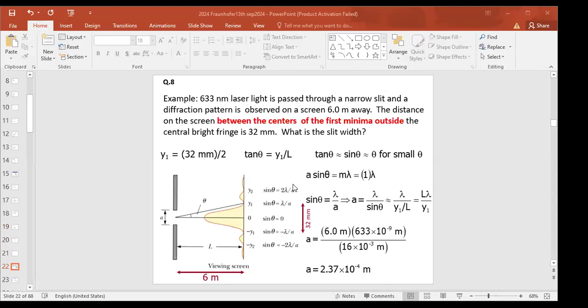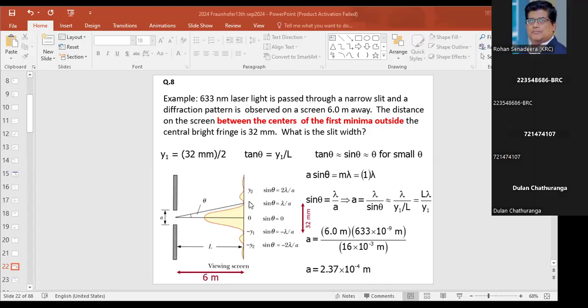Again, some more questions; only the story is different. Now here, lambda and everything is given. The distance on the screen between the centers of the first minima outside the central bright fringe is asked. The first minimum is this one, and the first minimum is this one. So that distance is given.